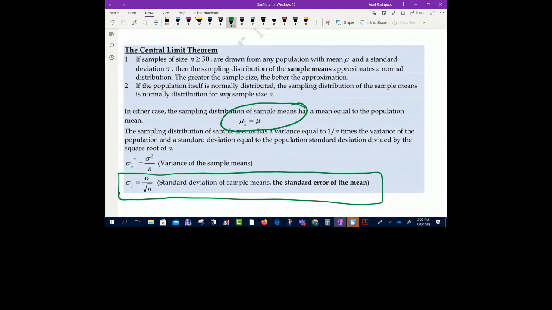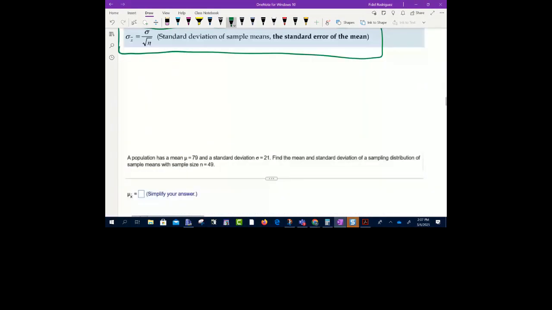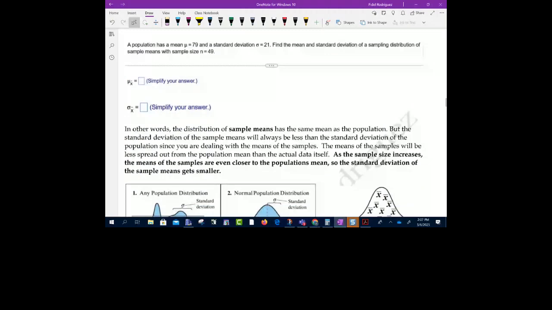Okay, so let me scroll down here. And it says, just a very straightforward question, y'all. A population has a mean mu equal to 79 and a standard deviation of 21.